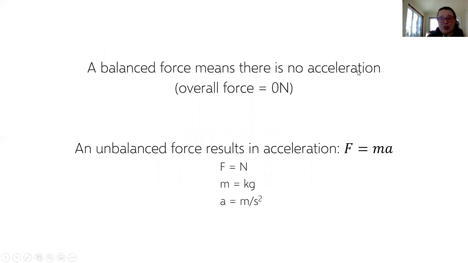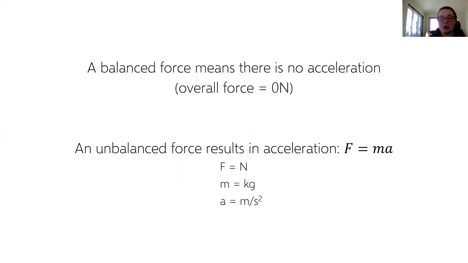So for a quick refresh, we've already talked about these, but just so you remember them, because we're going to need to use them for our calculations, we're going to do a few calculations. They're pretty easy. A balanced force means there's no acceleration. So the overall force is going to be 0 newtons. An unbalanced force means there's an acceleration. The acceleration depends on how heavy the vehicle is and what the force applied is. So the equation we're going to use is force equals mass times acceleration. Our force will be measured in newtons. Mass will always be in kilograms, and acceleration will be in meters per second squared.